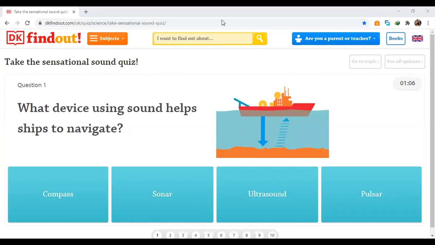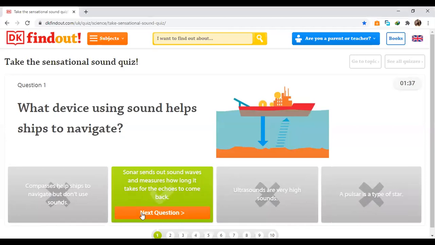Yusuf Hassan. Compass. Compass determines the location and the direction. Compass doesn't produce sound. Pulsar. Thank you. Sonar. Okay. So here sonar is the right answer.